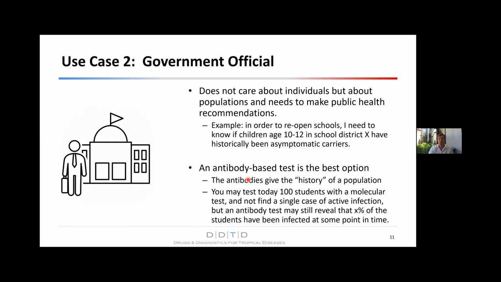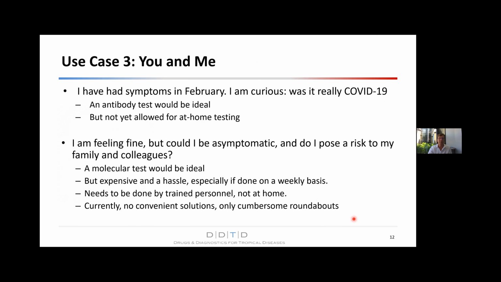population. You may test today 100 students with a molecular test and not find a single case of active infection, but an antibody test may still reveal that whatever percentage of the students have been infected at least at some point in time. So that is very useful data, but it's data that's more useful, again, for public health recommendations than for individual case management.